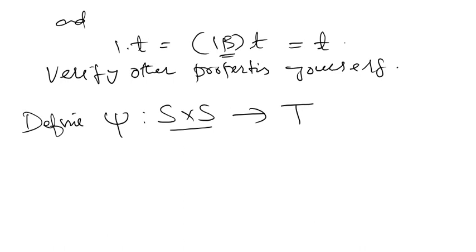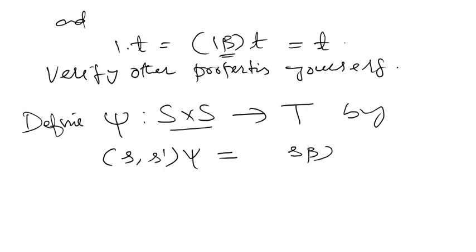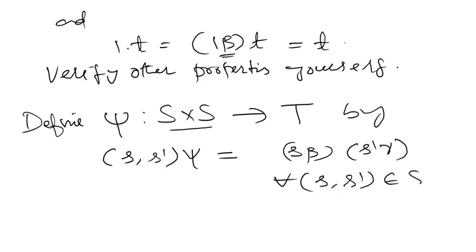Okay, so let's define this map. We define it by: s s prime psi is equal to s beta, that is s beta, and s prime gamma, for all s prime belonging to S cross S. So first we check that this psi is a bimap.